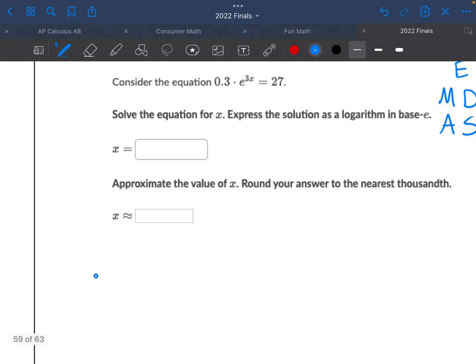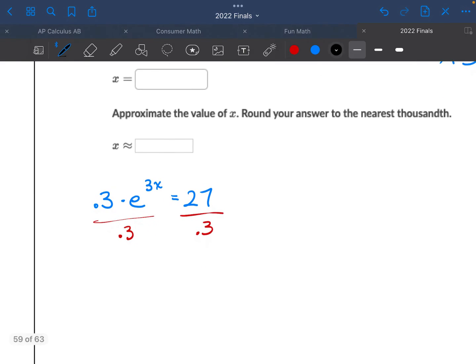I'm going to say 0.3 times e to the power of 3x is equal to 27. I'm going to divide both the left side and the right side by 0.3. And that will now cancel out. Those are gone, leaving me with just e to the power of 3x is equal to, all right, well, I have a calculator, and you will have a calculator on the final as well, so you might as well learn how to use it. So let's go ahead and open up a calculator.